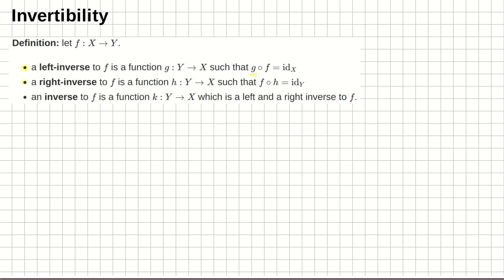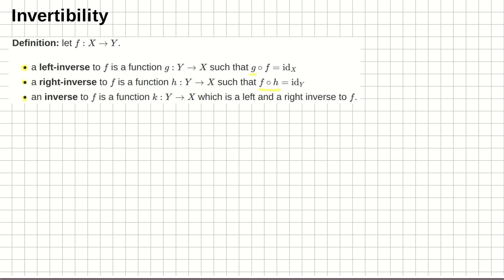On the other hand, a right inverse to f is a function, let's say h from y to x, with the property that f composed with h is the identity this time on y. And again, it's called a right inverse because in this composition, h appears on the right of f. And finally, an inverse, or sometimes a two-sided inverse to f, is a function from y to x which fulfills both of the first two definitions. So it's both a left and a right inverse to f.